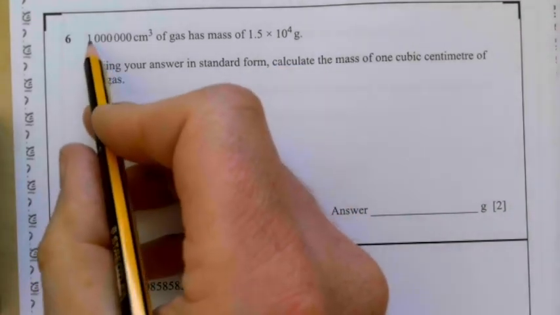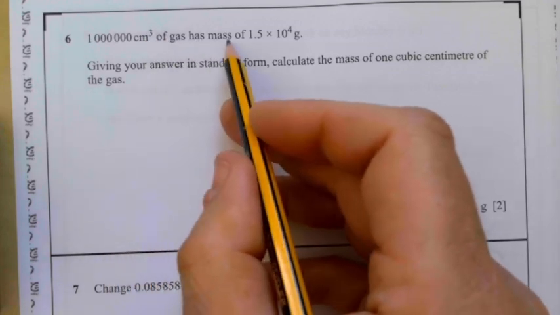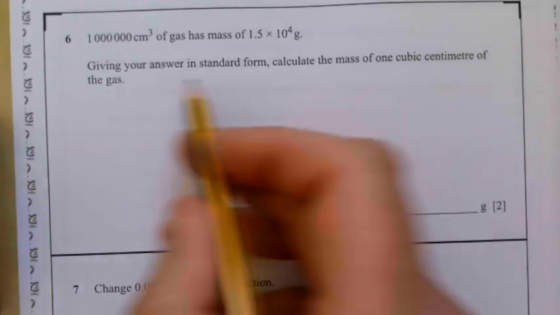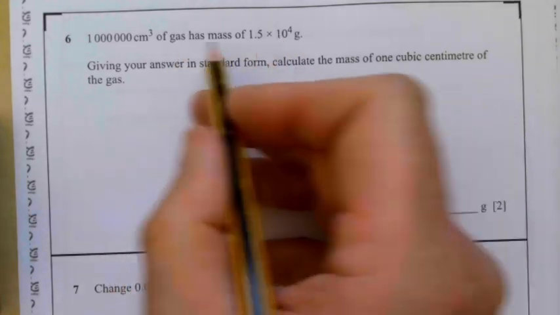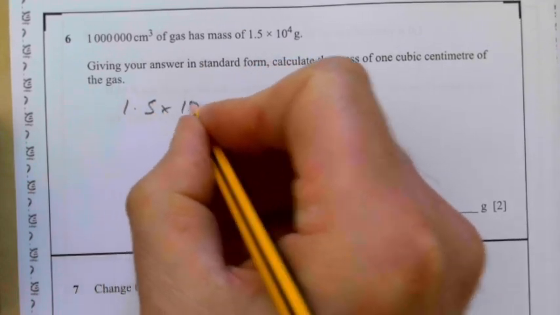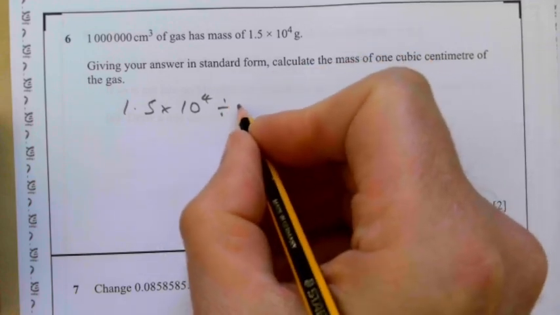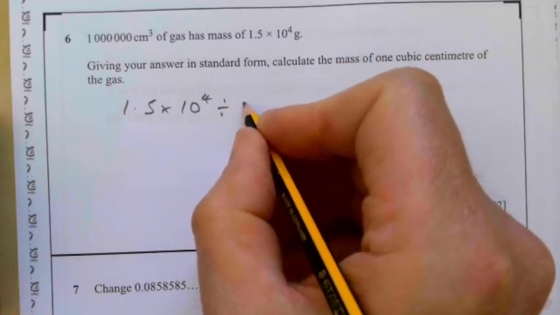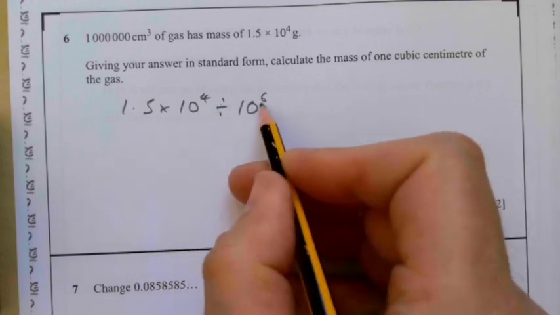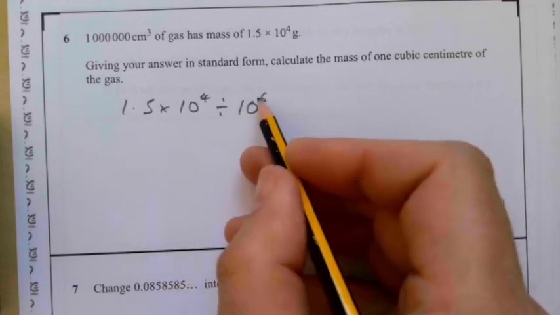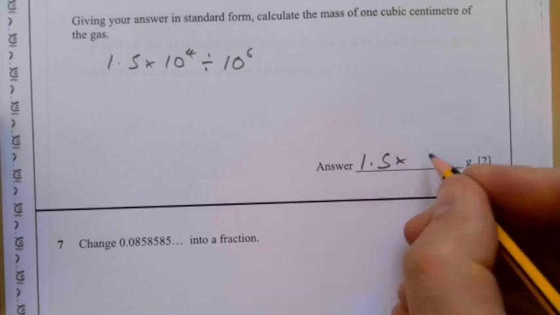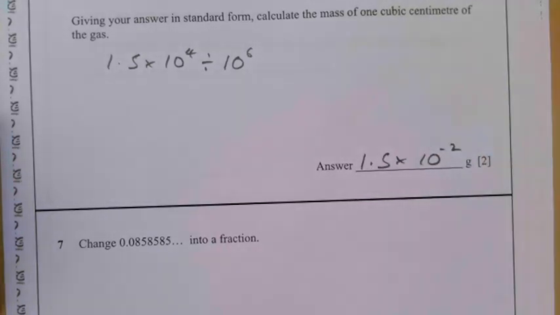Question 6. 1 million centimetres cubed of gas has a mass of 1.5 times 10 to the power 4. Give your answer in standard form, calculate the mass of 1 cubic centimetre of the gas. Well, we need to divide this by a million effectively. So it's 1.5 times 10 to the power 4 divided by 1 times 10 to the power 6. 10 to the power 4 divided by 10 to the power 6, we subtract those two powers, so 4 take away 6 gives us -2, and that's our answer. So it's 1.5 times 10 to the -2.